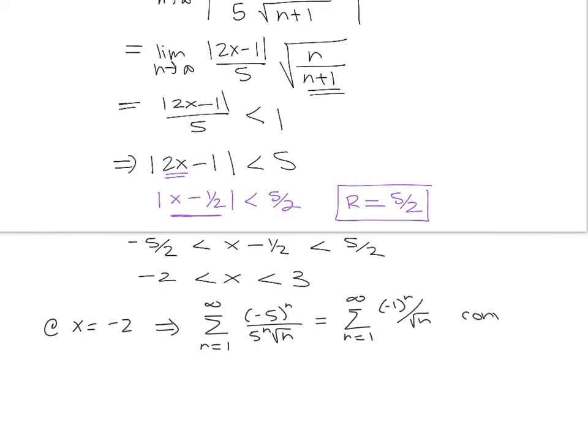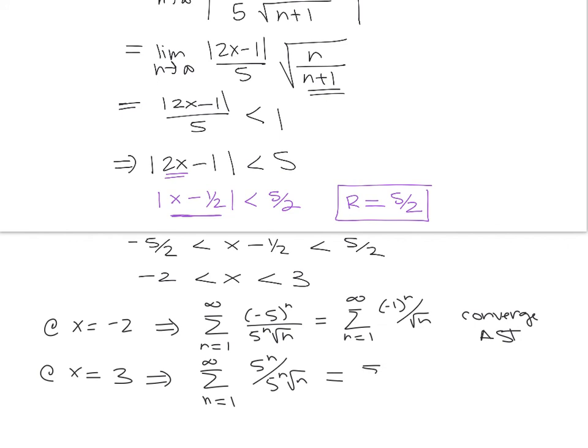And that will converge by the alternating series test. At x equals 3, it's pretty similar, except for that 3 plus 2. You do 3 times 2 is 6, and 6 minus 1 is now positive 5. So you have positive 5 to the n over 5 to the n root n, which is the sum from n equals 1 to infinity of 1 over root n, and that diverges. p is equal to 1/2, which is less than 1.